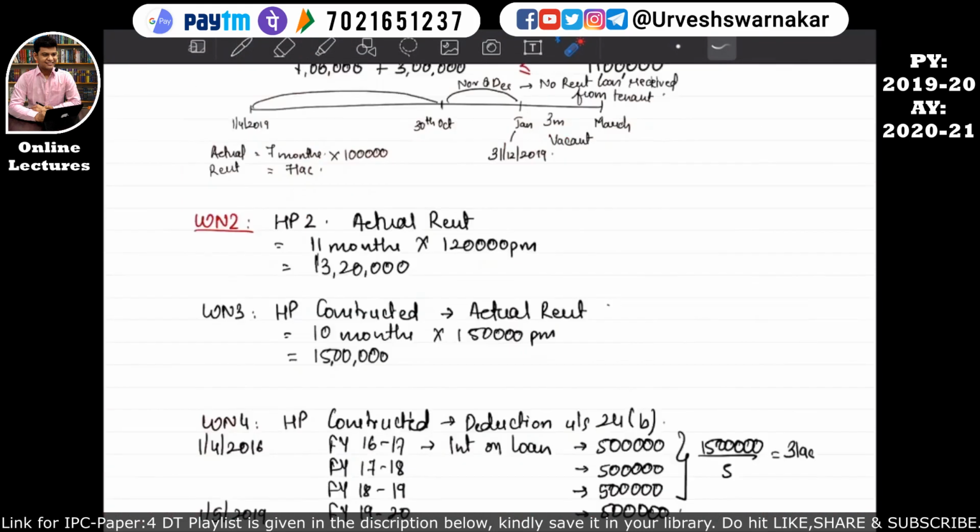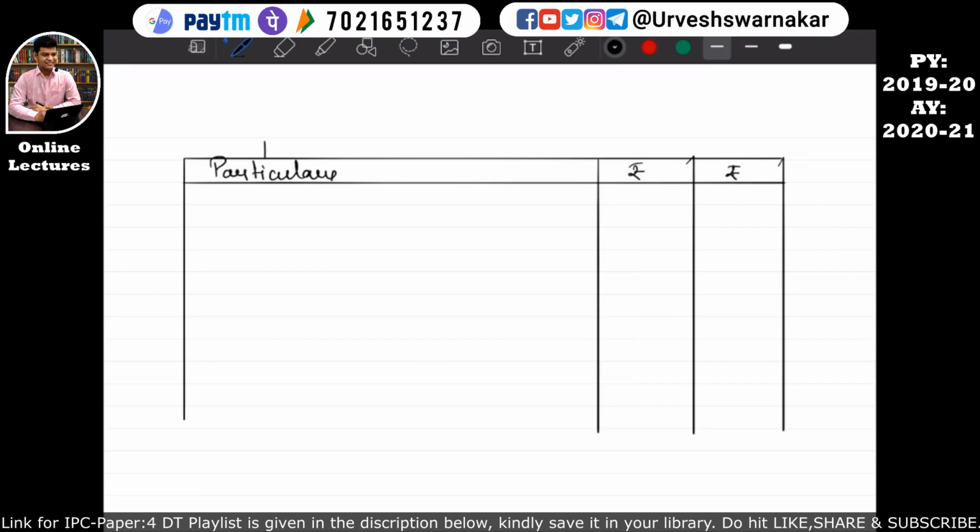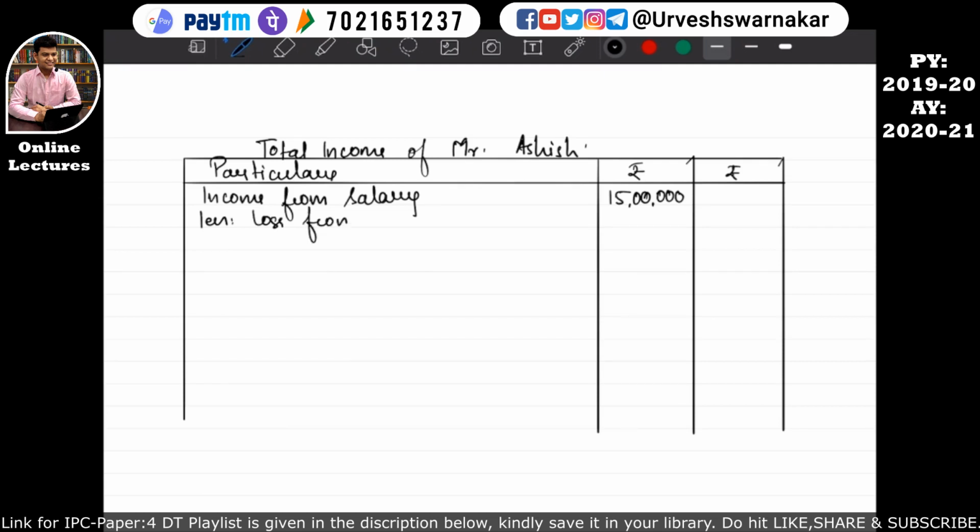So finally, how to present this part? We will simply present in this manner: total income of Mr. Ashish. Income from salary is equal to 15 lakhs. Losses that can be set off against this income from salary is loss from self-occupied house property number 3, which was 2 lakh, so we will reduce that over here, and finally the income from salary will become 13 lakhs.